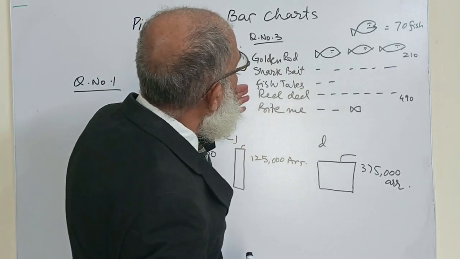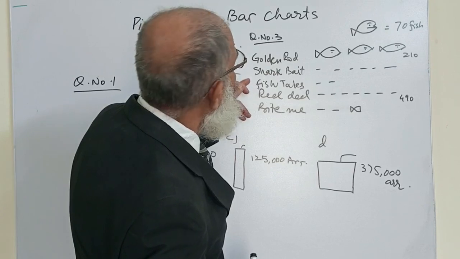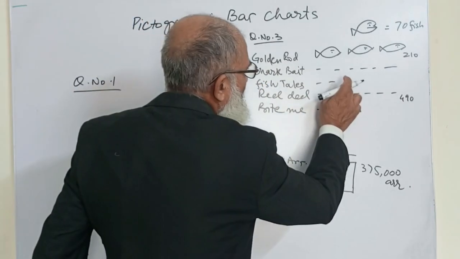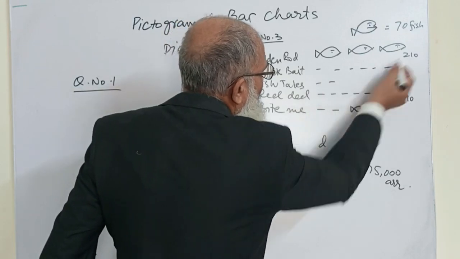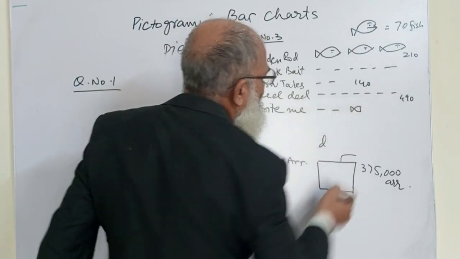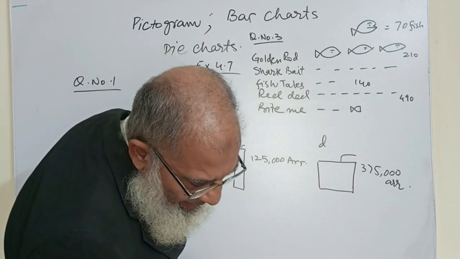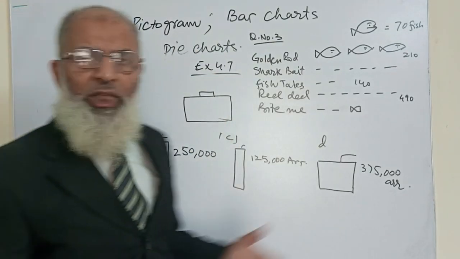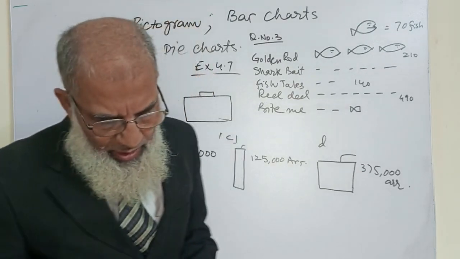Now question B is, which boat caught the least fish? Now what is this one? Fish tail. Fish tail has caught the least. Now it is how many? 70, 70, 140 fish. Now this is part B. And similarly there are some other questions which you can do by yourself. It is very easy.